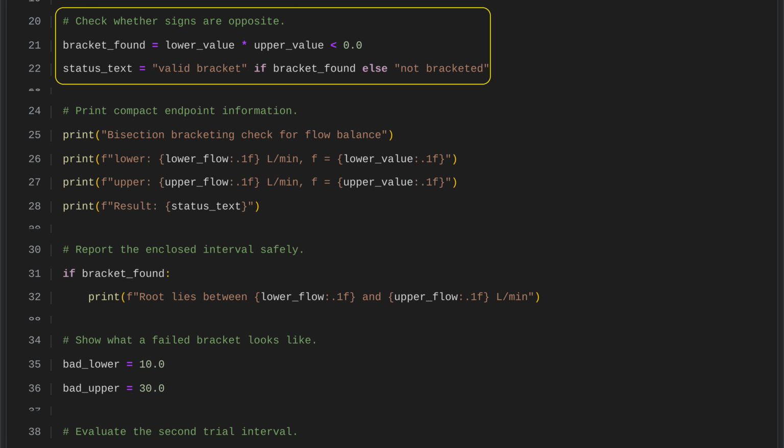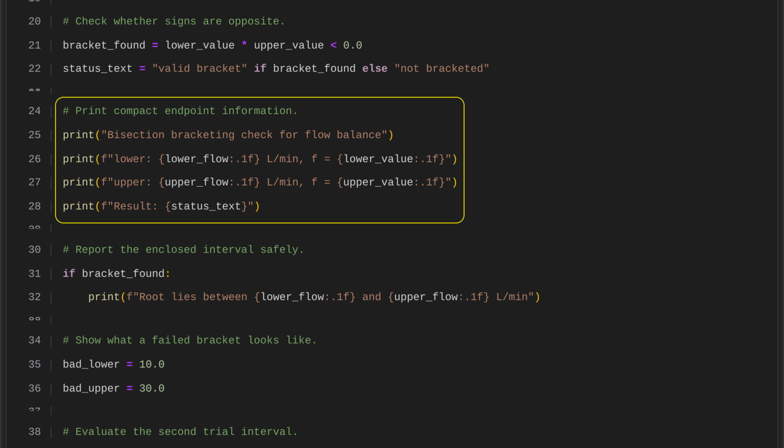To check whether a root is bracketed, compare the signs of the function values at the lower and upper flow rates. If their product is negative, the signs are opposite and the interval contains a bracketed root. The result is marked as a valid bracket or not bracketed, indicating whether the interval is suitable for a method like bisection. The output reports whether a flow balance interval is properly bracketed for the bisection method.